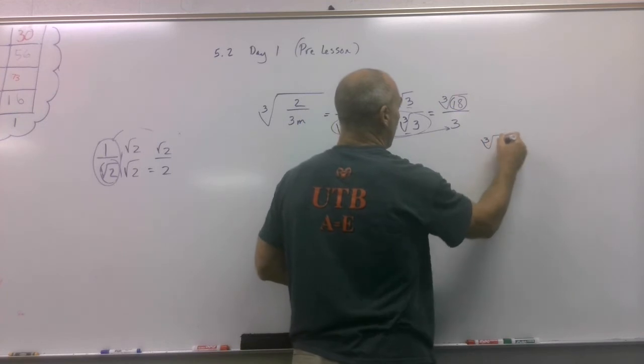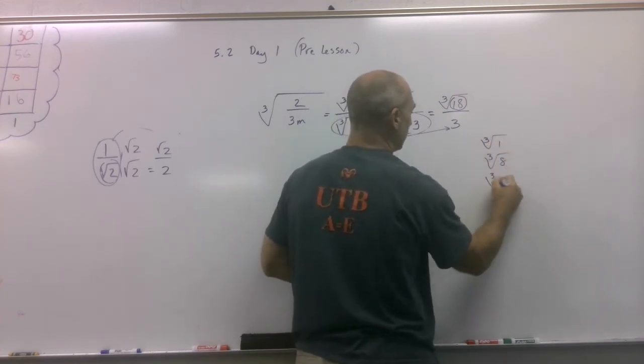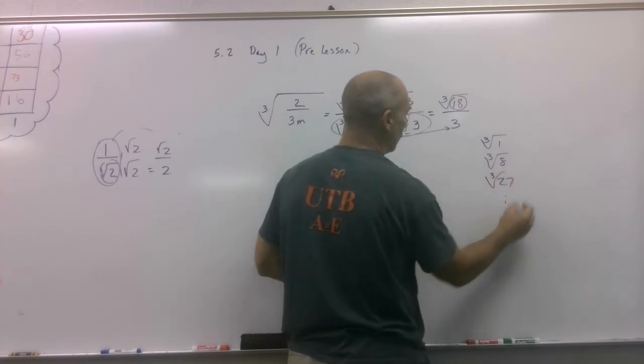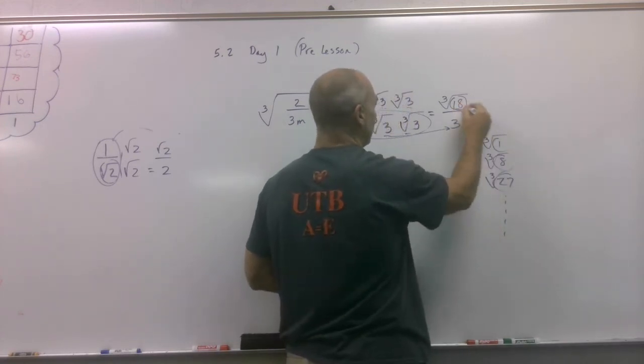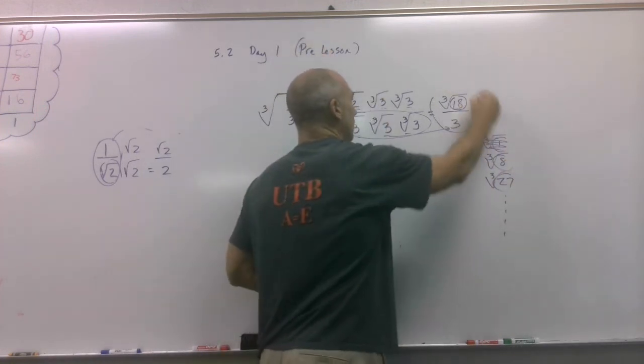So if I looked at all of my perfect cubic roots, 8, 27, and it just keeps going. Do any of these go into 18? One doesn't really help us. The answer is no. So you'd be done.